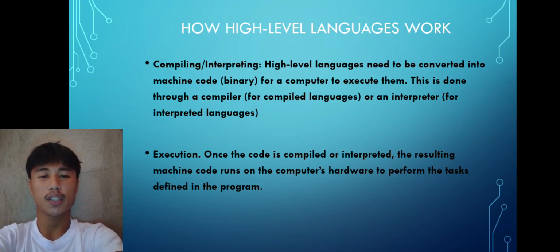How high-level languages work. Compiling and interpreting. High-level languages need to be converted into machine code, binary, for a computer to execute them. This is done through a compiler for compiled languages or an interpreter for interpreted languages. Next, execution. Once the code is compiled or interpreted, the resulting machine code runs on the computer's hardware to perform the task defined in the program.